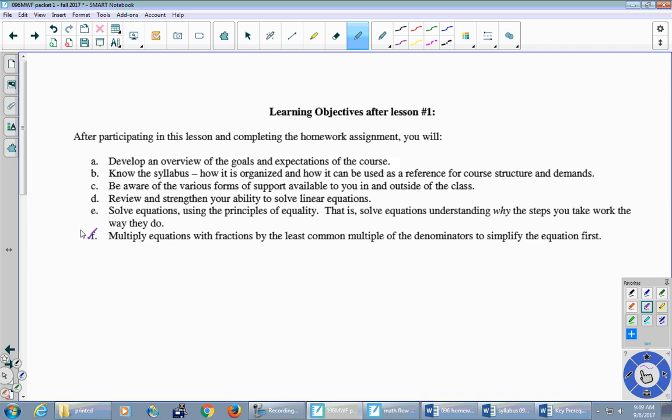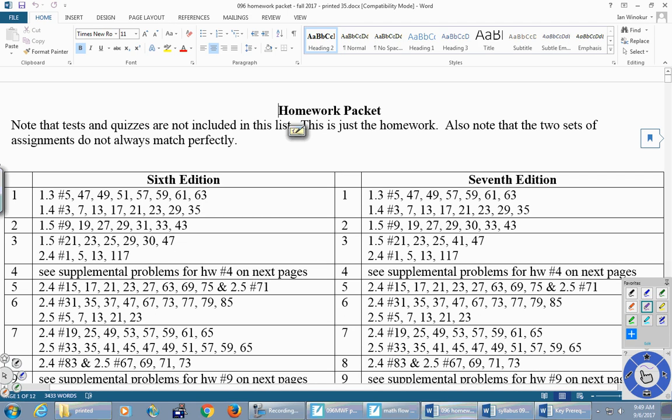Okay, last thing for today, I think we're going to go like 30 seconds over, and I apologize. But take a look at the homework packet, which is one of the 4 handouts. Go ahead and grab one of those right now. So here is the homework that is due on Friday. If you have the 6th edition, you are going into your textbook in section 1.3 and doing problems 5 and 47, etc., and also section 1.4, all of that stuff.